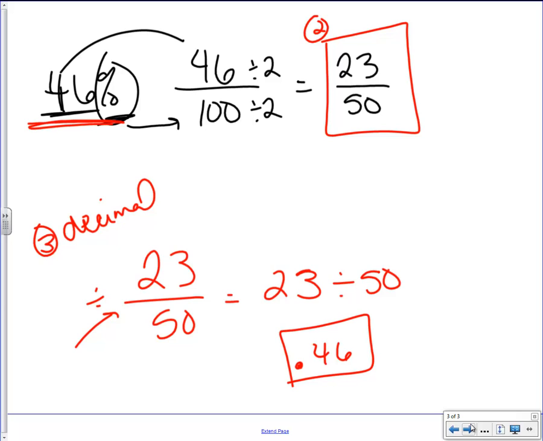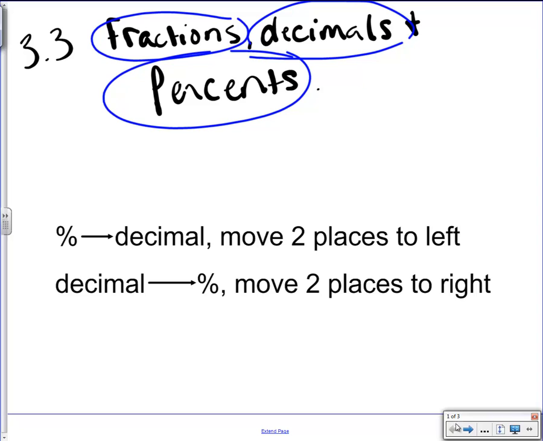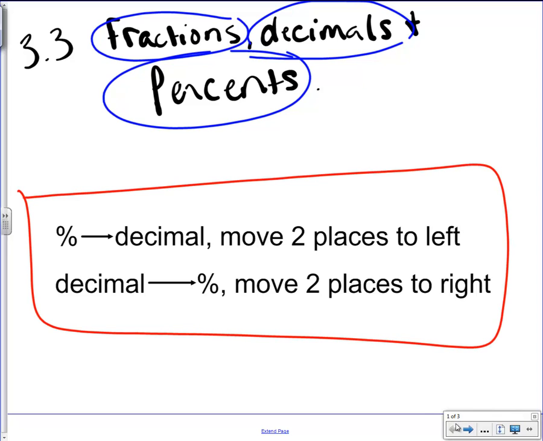I also want to point out to you that you can take a decimal and a percent, and you can go back and forth between the 2 of them without actually needing that third piece because of these rules right here. Remember I told you that if you have a percent to get to a decimal, you just take the number and move the decimal place over 2 places to the left. If you have a decimal moving to a percent, you move 2 decimals to the right.